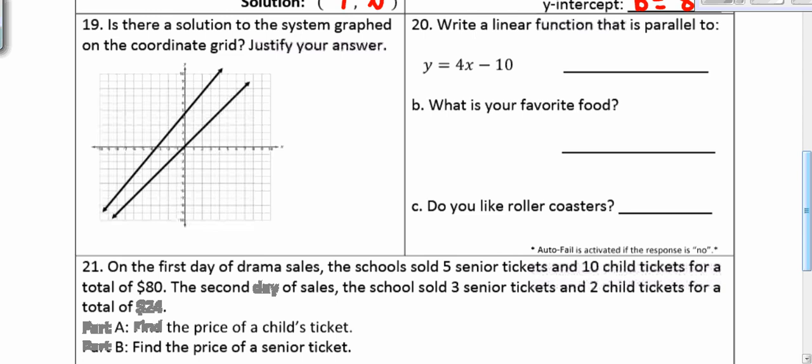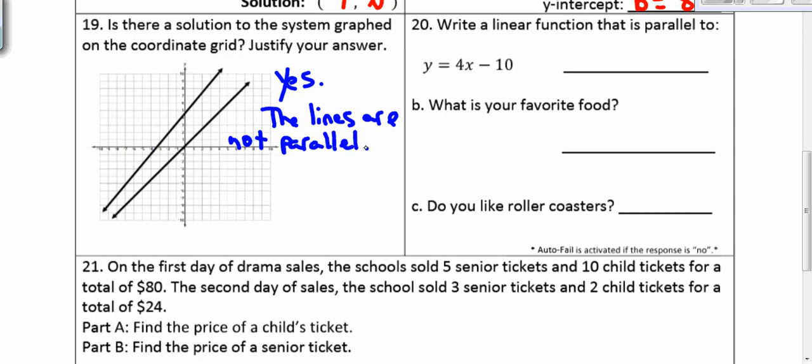19. Is there a solution? Yes. The lines are not parallel. They will intersect. Remember, all the 2 lines have to have is different slopes, and they'll intersect. They just intersect off this coordinate grid. They're not intersecting on the graph itself, but they will intersect somewhere here.